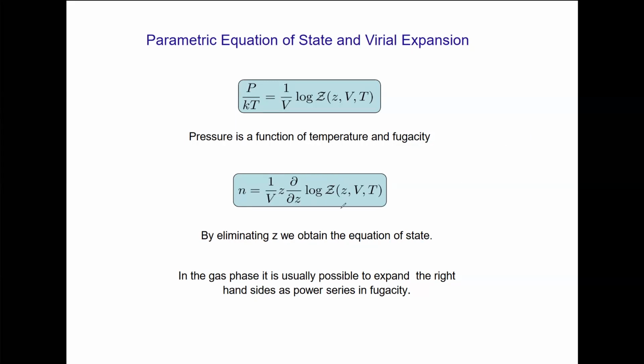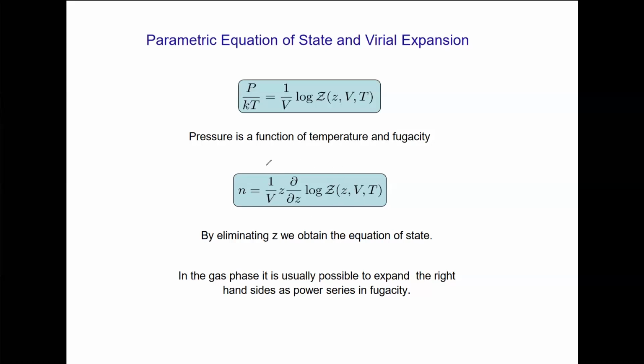What does it mean? Assume that we have a system with a given fugacity. Then we can calculate from this equation the average number of particles, or the density of the system. But assume that now the density is given, or we know the average number of particles in the system. Then we can look at this equation as an equation.